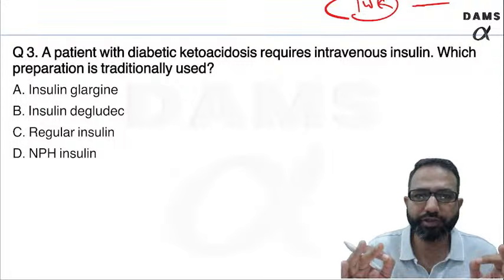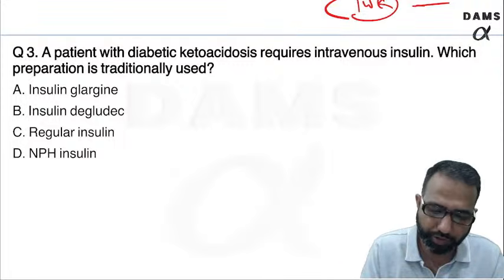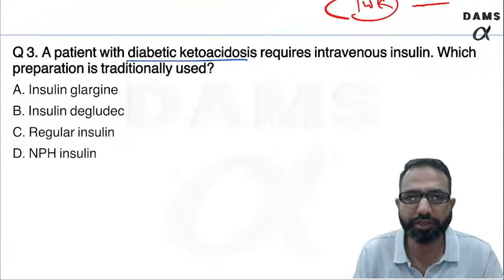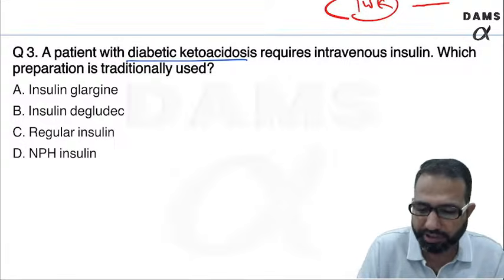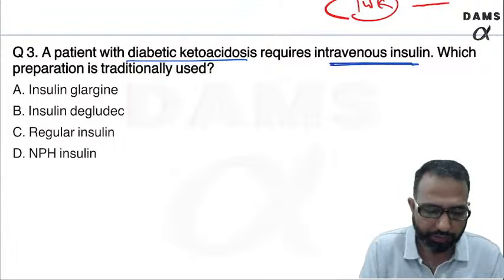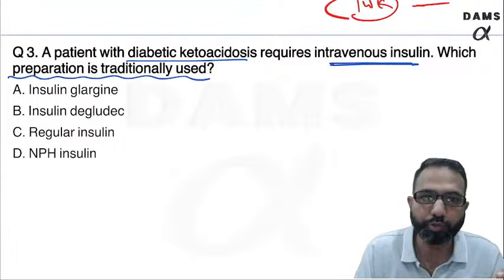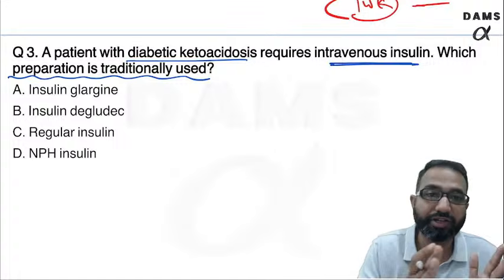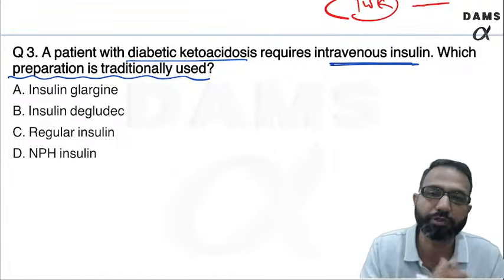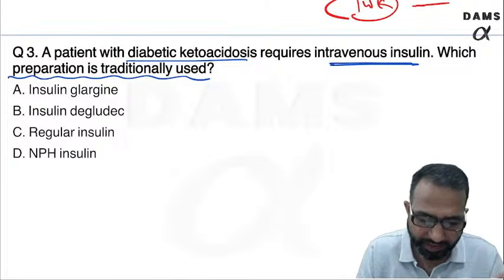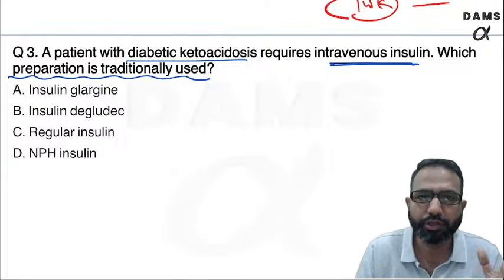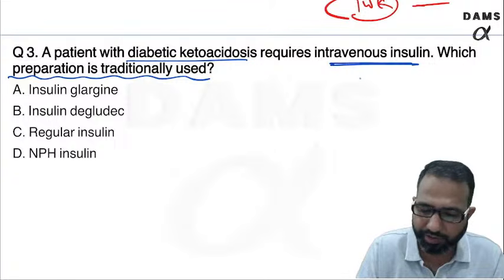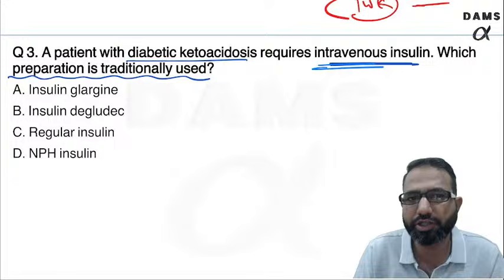A patient with diabetic ketoacidosis, again a very important question. Diabetic ketoacidosis, one of the important complications they are asking in second year especially, requires intravenous insulin. Which preparation is traditionally used? So patient of DKA requires intravenous insulin. Which preparation is traditionally used? So glargine, degludec, regular, or NPH. These are the options.